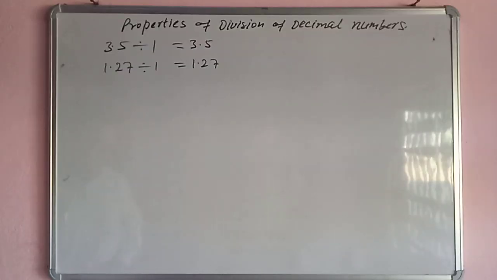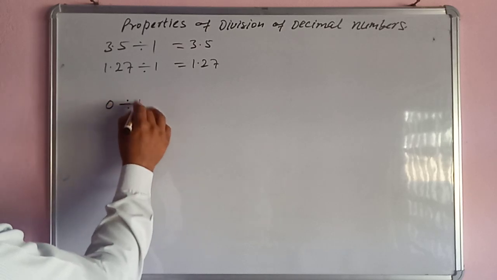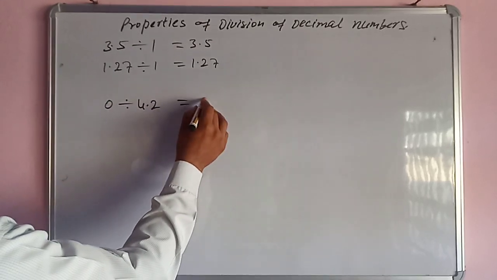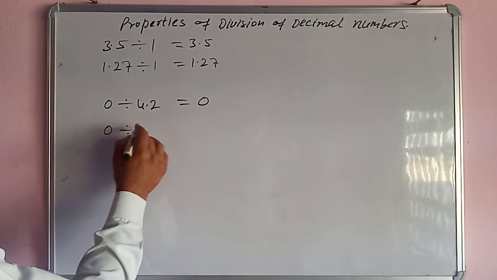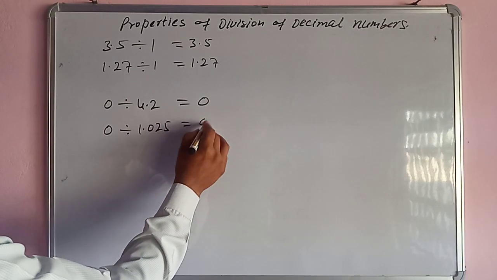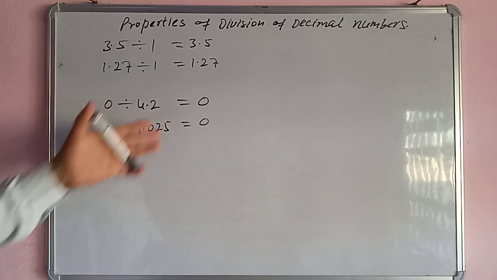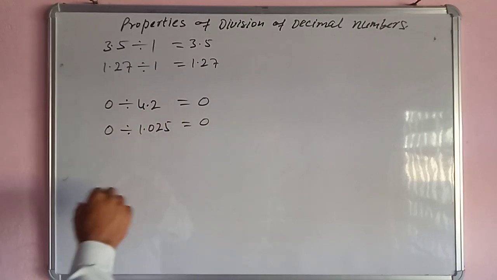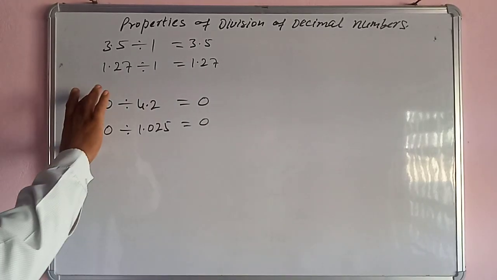And the second property: if we divide 0 by any decimal number, suppose 0 divided by 4.2, then what is the quotient? That is 0. And if we divide 0 by 1.025, then again the quotient is 0. So if we divide 0 by any number, the quotient is always equal to 0. So this is property number 2.